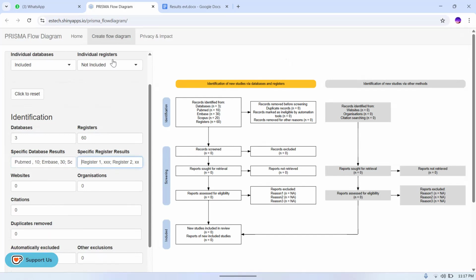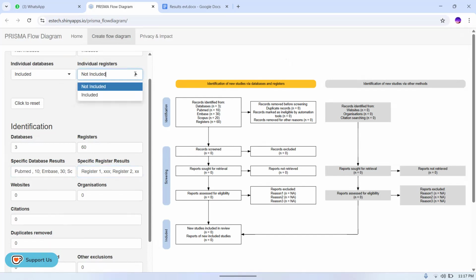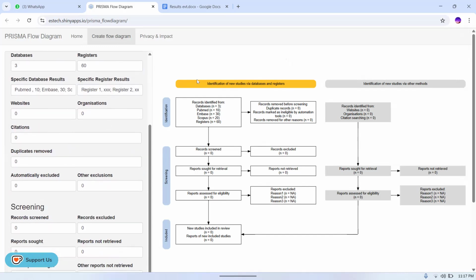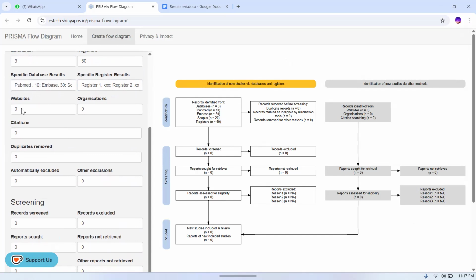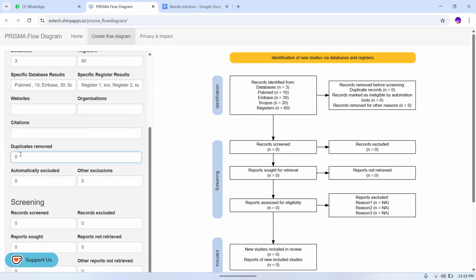Now, basically individual registers, this thing like you have to now individually type. So I would say not included websites. Zero, instead of zero, I'll be just removing this thing so that it just disappears from here. Citations, I'll remove this zero too. Okay, now, once that thing is removed, I'll basically move on towards this box.